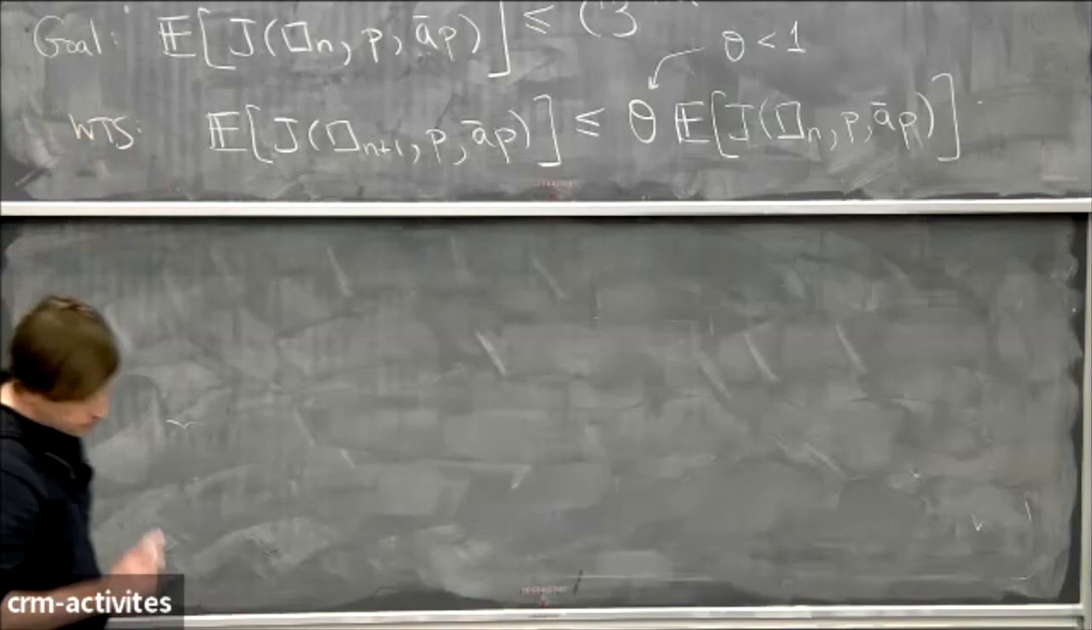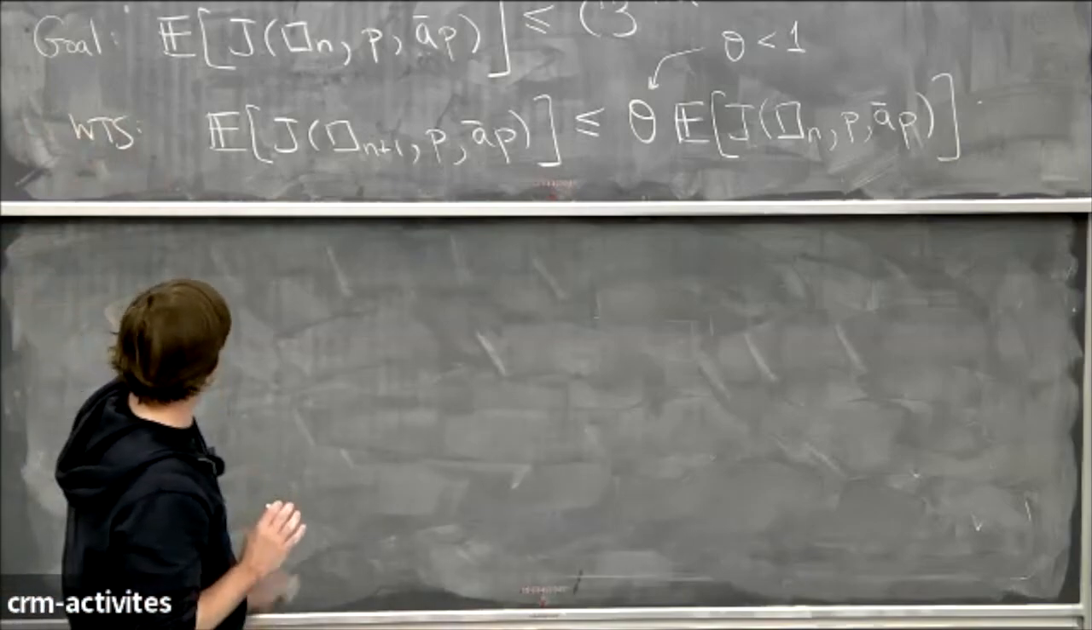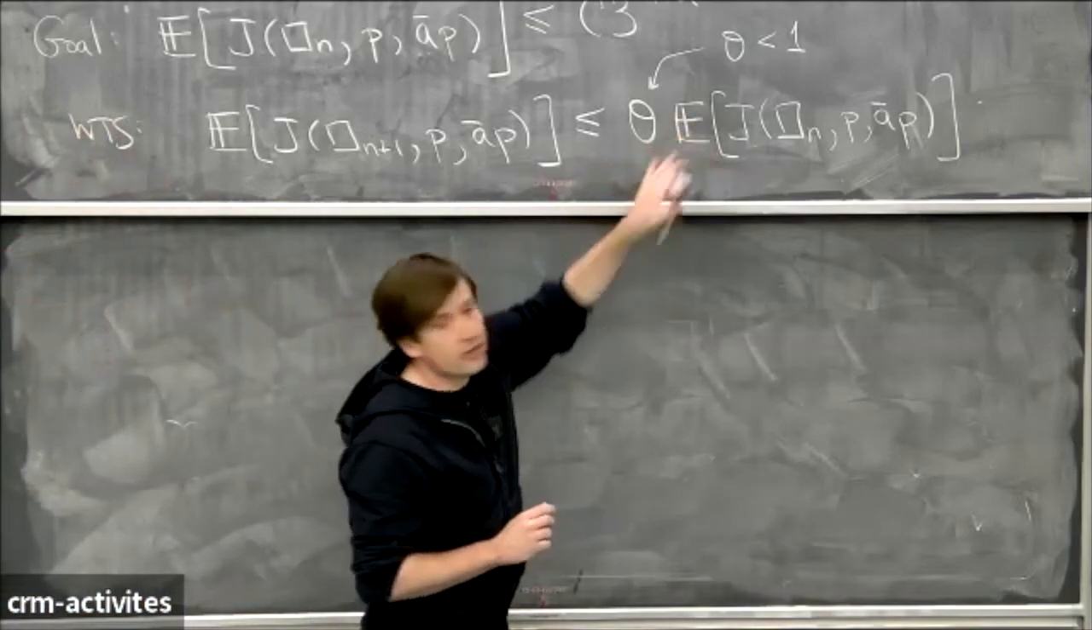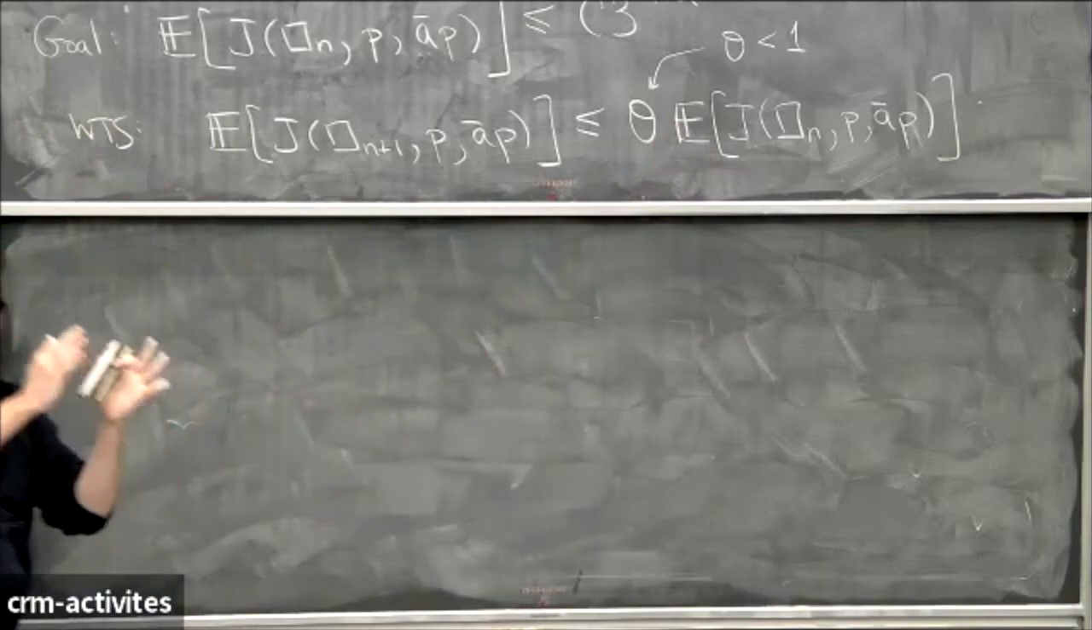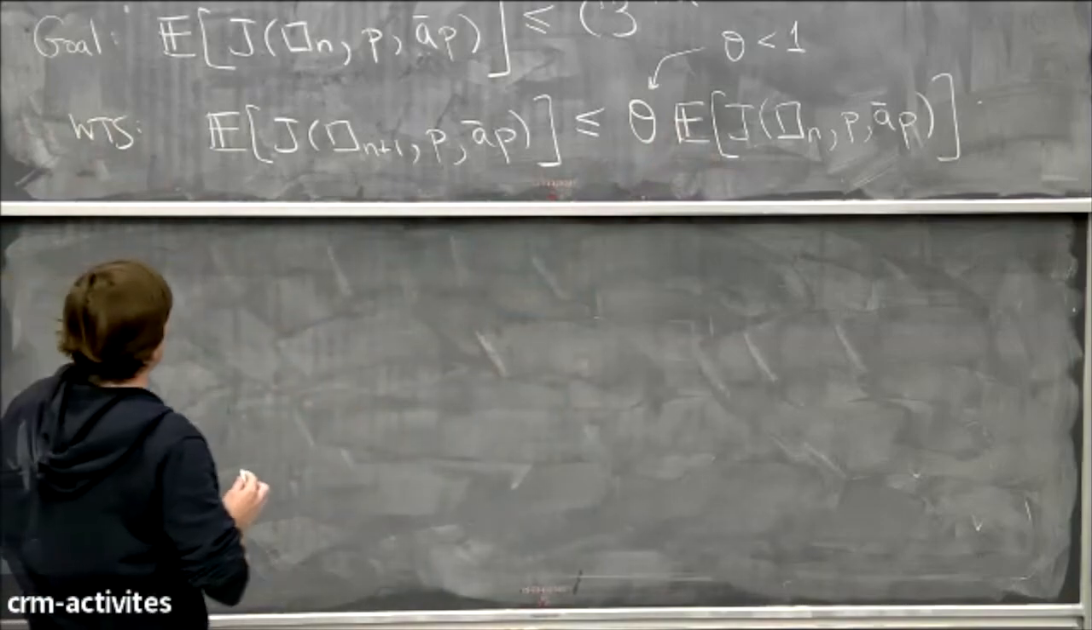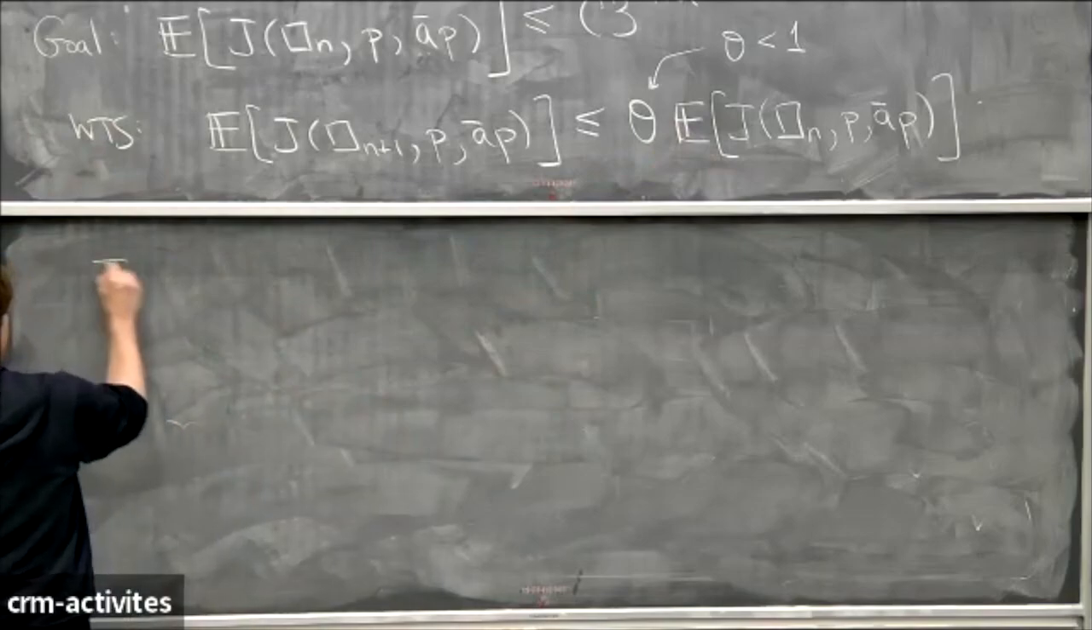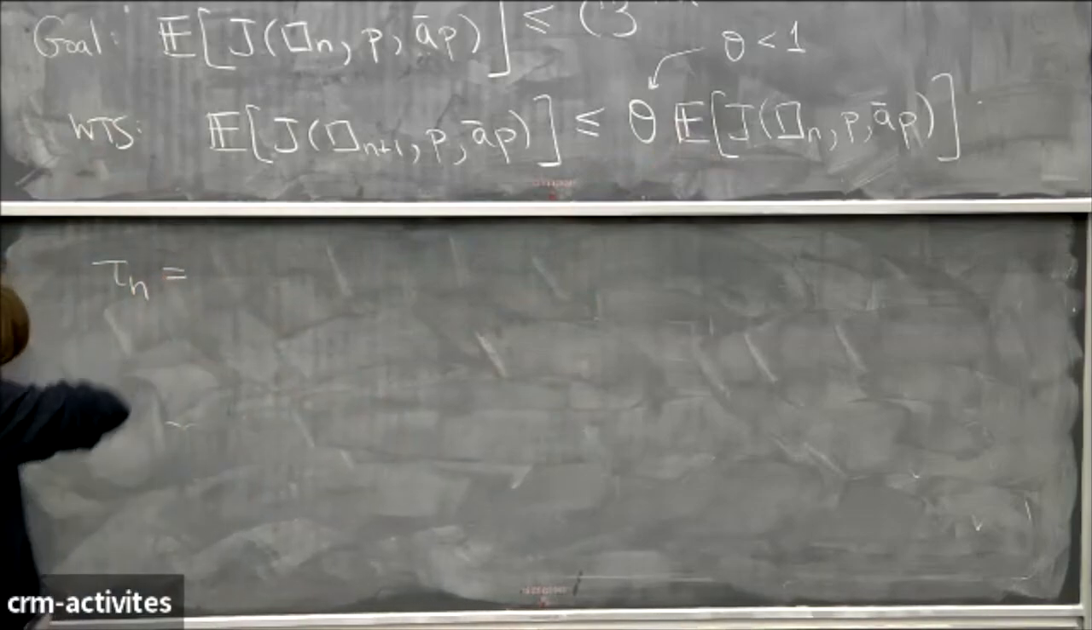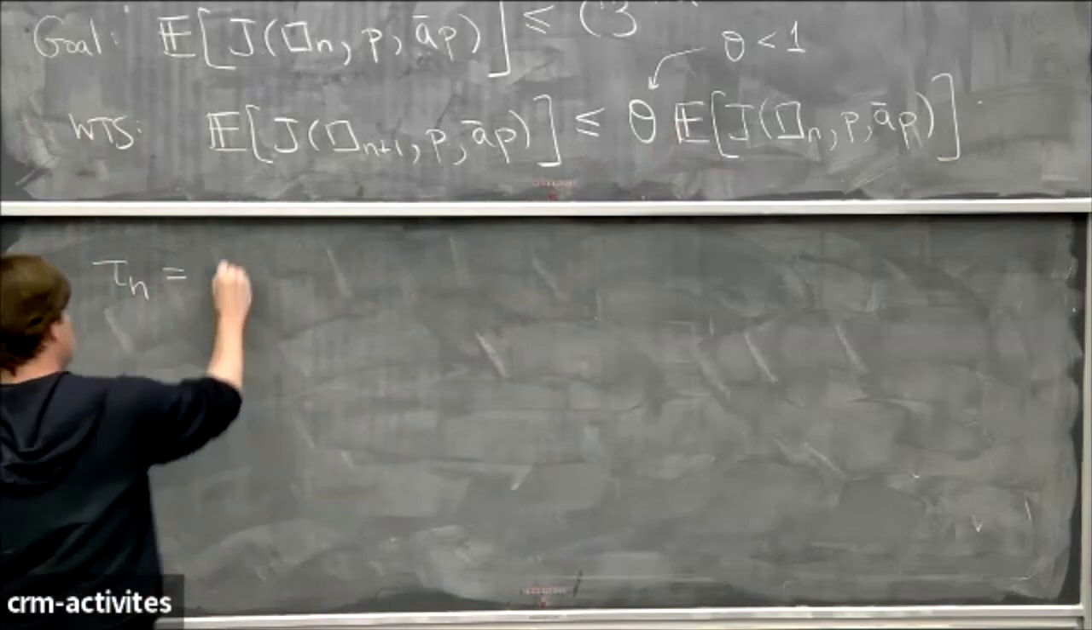Now, what was I saying? I want to prove this for some number less than 1. It's like a decay of oscillation estimate, if you want. And how are we going to do this? We're going to define this to be the difference between scale n and scale n plus 1 of these quantities. So you just write this.